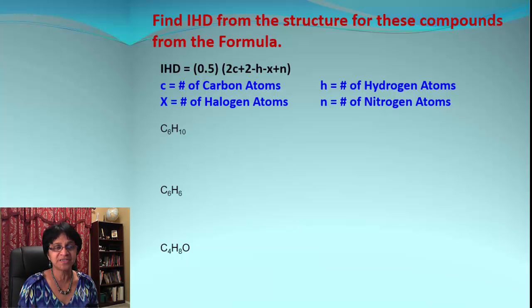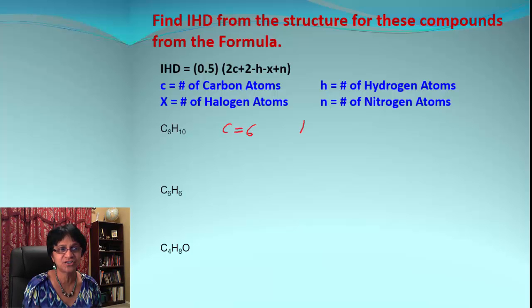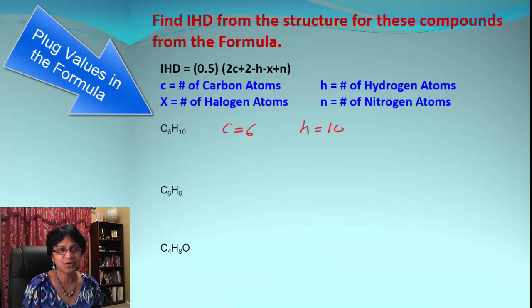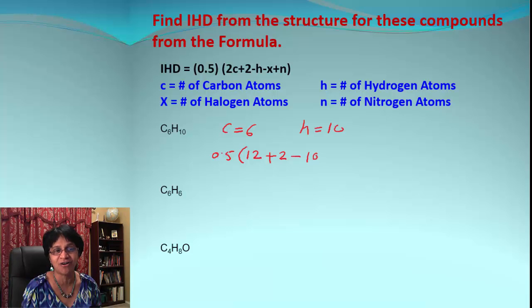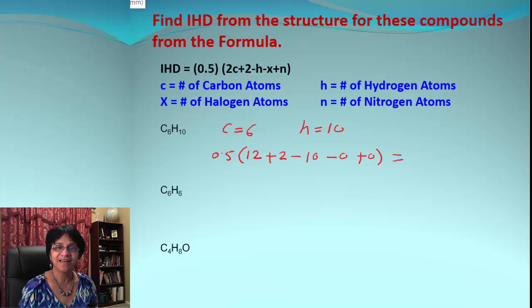So the first example is C6H10. Obviously, we don't have any halogen or nitrogen atom here. So let's plug in the values. C is equal to 6 and H is equal to 10. So our formula is 0.5 times 2C, which will be 6 times 2, which is 12, plus 2, and then minus hydrogen, which is 10. Unfortunately, we don't have any X or N. We can write minus 0 and plus 0 if you want to, but it doesn't matter. When we simplify this, we get 0.5 times 4, so that equals 2.